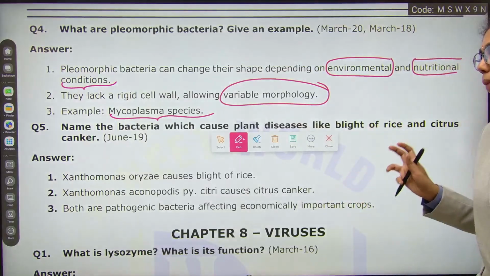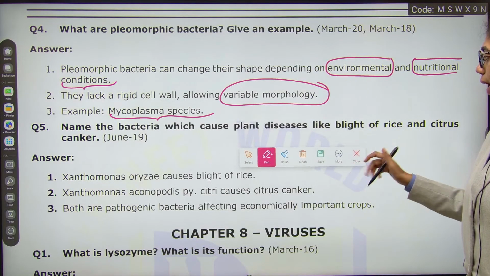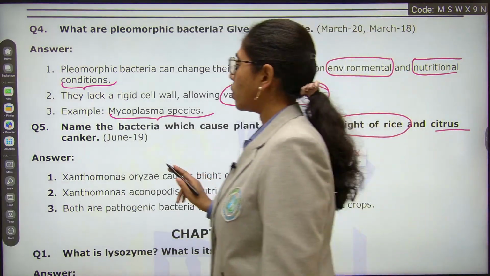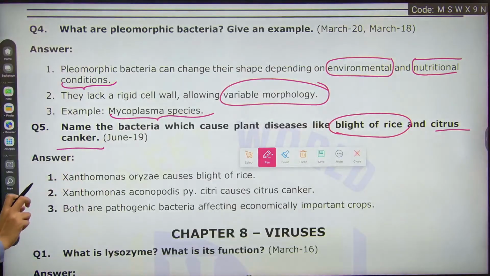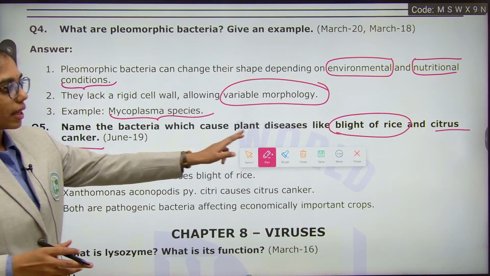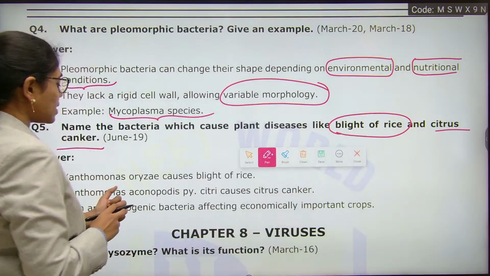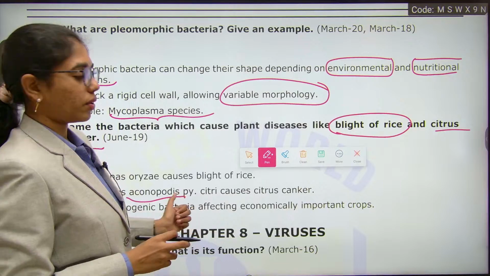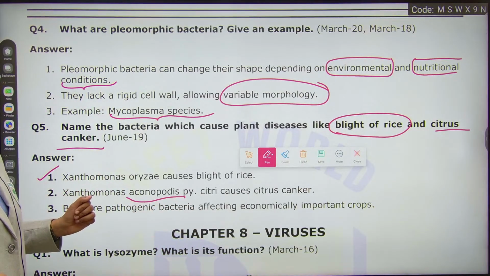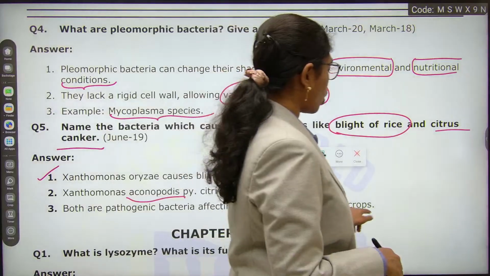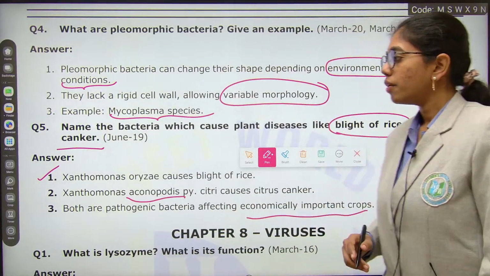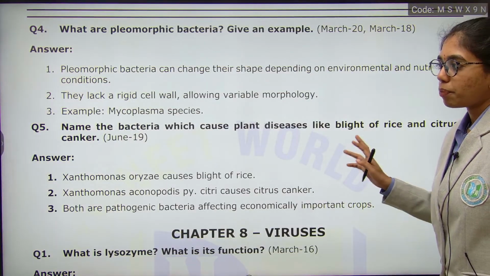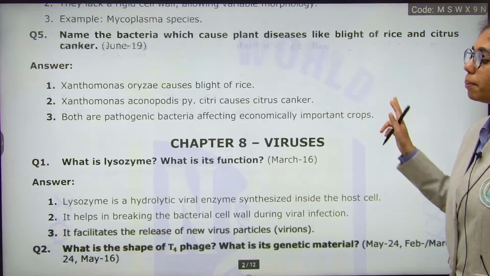Now, name the bacteria which cause plant diseases like blight of rice and citrus canker. In answer, Xanthomonas oryzae causes blight of rice, and Xanthomonas axonopodis causes citrus canker disease. Both are pathogenic bacteria that affect the economic importance of the crops. Fine. This is about the short answer type concepts picked from bacteria.